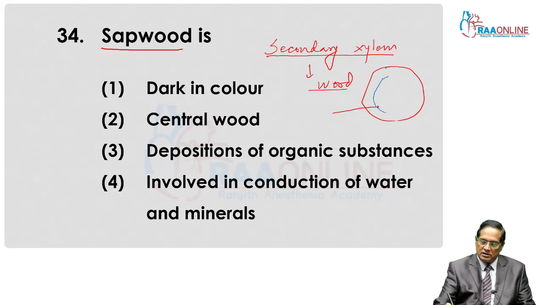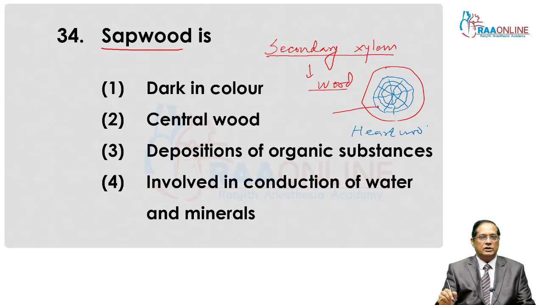Centrally located, prominent, dark colored wood is heartwood, or duramen. It is non-functional because its vessels have tylosis. The dark color is because of the presence of tannin, resin, oil and gum in those cells.